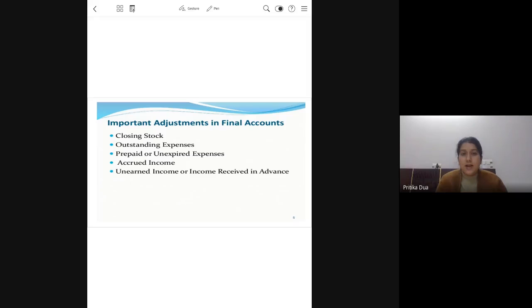Therein, again, subsequent to recording of all indirect expenses and indirect incomes, you get a balancing figure which is known as net profit or net loss. Either of the two. Post that, we prepare the balance sheet.